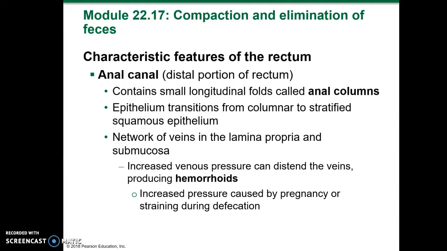The rectum. The anal canal is the distal portion of the rectum. It contains small longitudinal folds called anal columns. The epithelium transitions from columnar to stratified squamous epithelium. There's a network of veins in the lamina propria and the submucosa. Increased venous pressure can distend the veins, and that produces hemorrhoids. Increased pressure caused by pregnancy or straining during defecation can cause hemorrhoids.